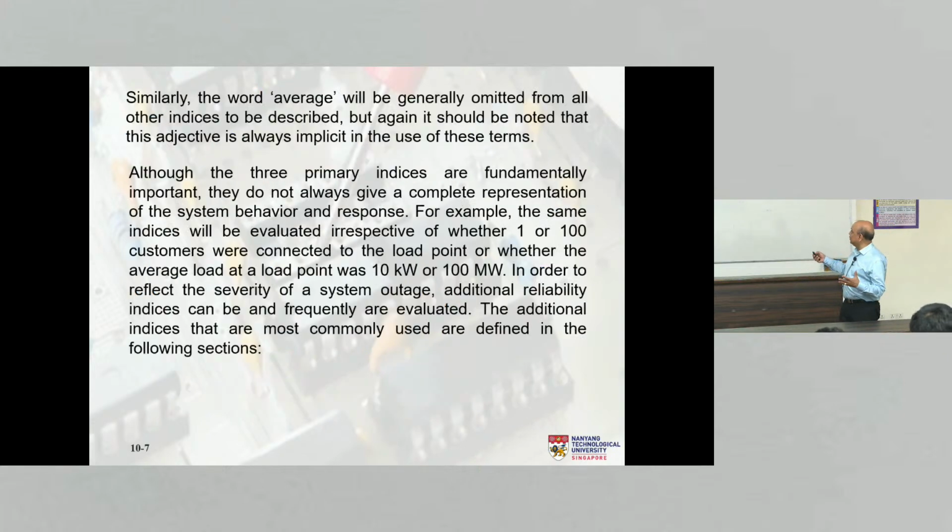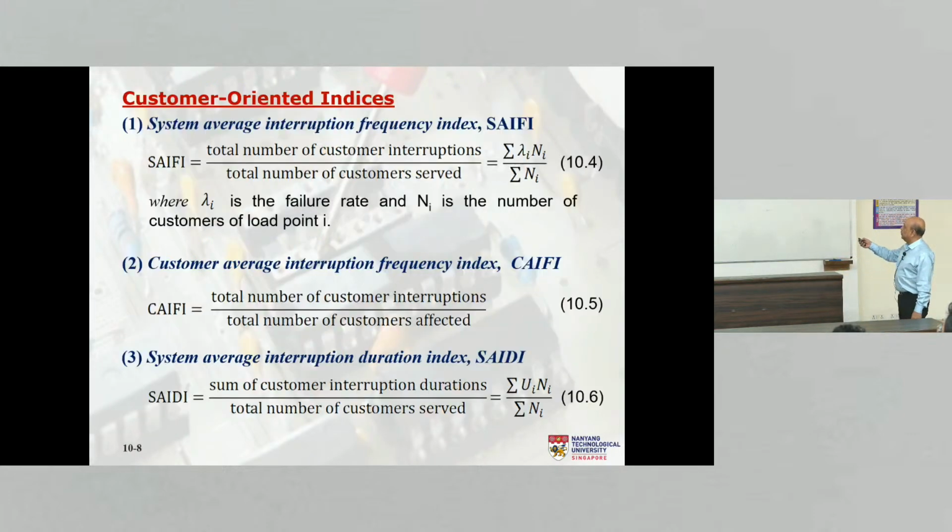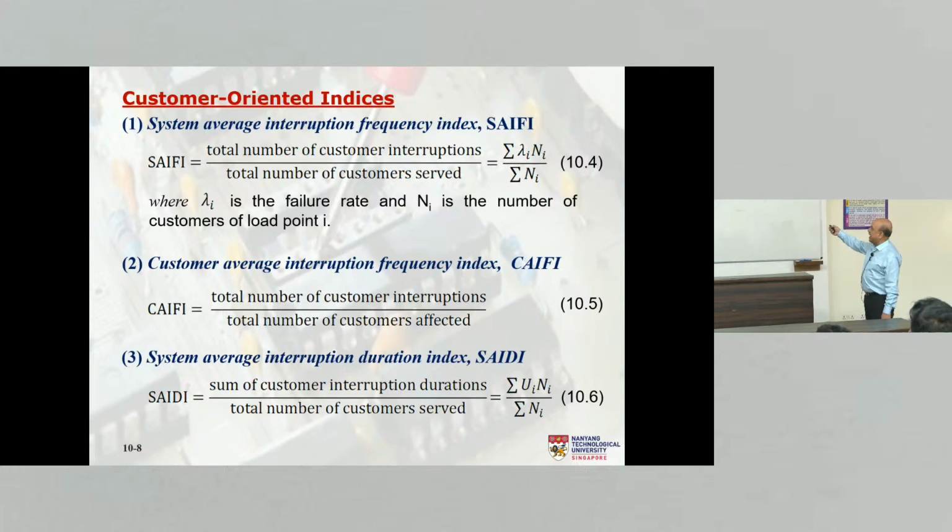When I showed you the indices of lambda, R and U, these are for individual load points, L1, L2, L3. Now I'm saying I want to find the reliability of this entire system. Yeah. Not just for L1, not just for L2, not just for L3. That's where we come to customer oriented indices. So, total number of customer interruptions, which is lambda times n, where n is the number of customers at load point i, okay, divided by the total number of customers in the system, in the feeder. Okay? That will give you SAIFI.